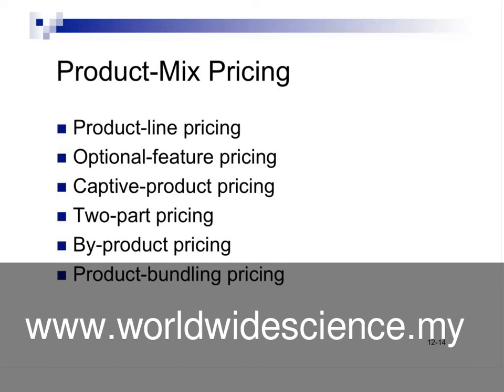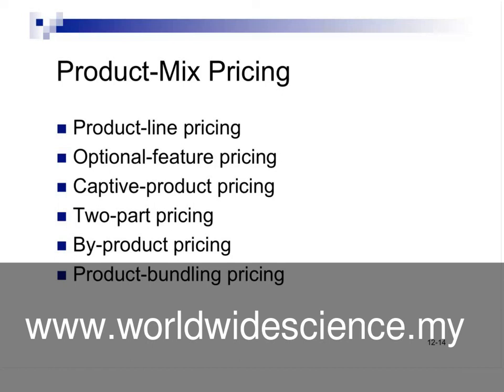So that's byproduct pricing. And product bundle pricing is when sellers often bundle products and features, and then price them together. So you pay a price for the bundle that you're buying. That's a very common way of pricing.